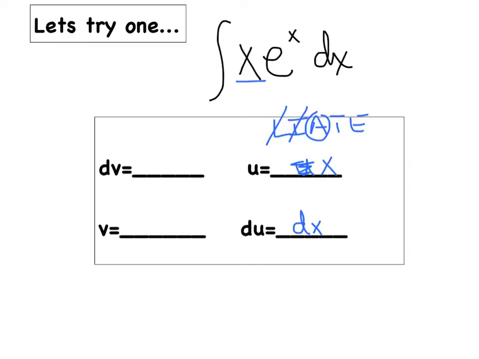Then whatever's left over, what did we not use in the expression? And that was the entire e to the x dx. So don't forget about the dx. Don't sleep on that dx. That's important. And then if I integrate both sides, I'll get v equals e to the x, which is quite convenient. Alright, now did you remember our formula from earlier?